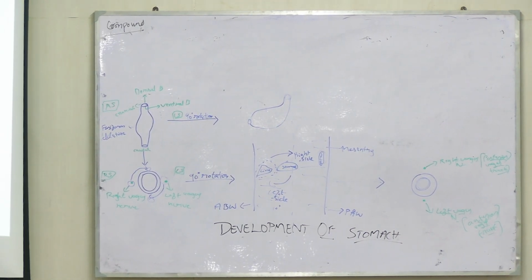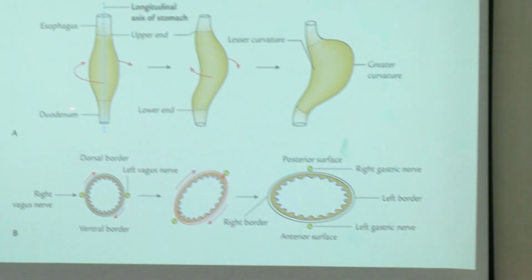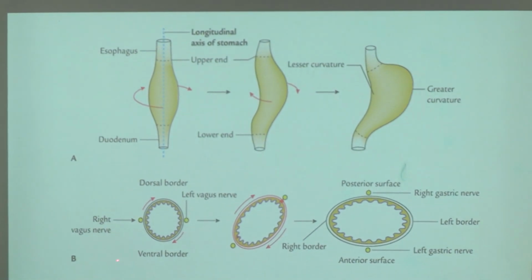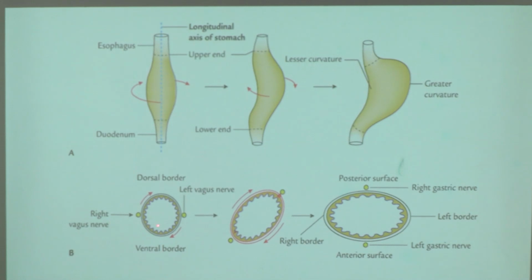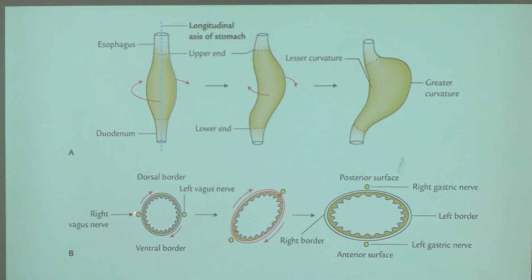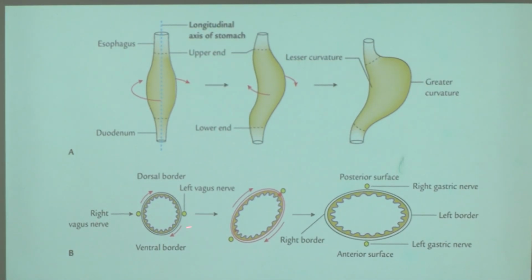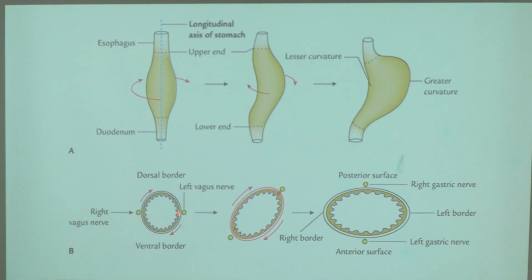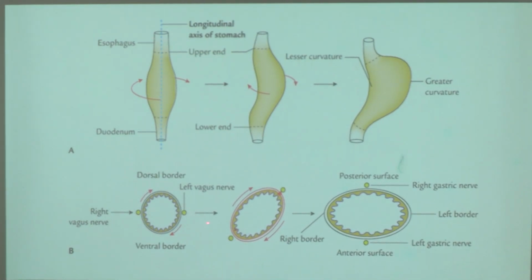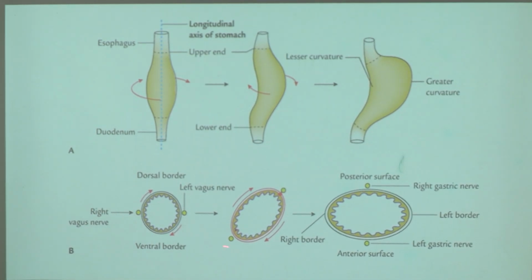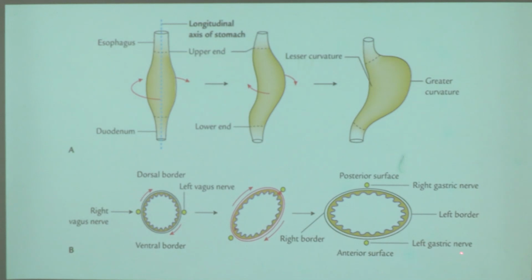Okay, you can see here, first you see this B structure. This is the cut section of your developing stomach. On the right side we have the right vagus nerve, on the left side we have the left vagus nerve. So the 90-degree rotation takes place in the clockwise direction. After that your right vagus nerve will move to your posterior region and the left vagus nerve will move to your anterior surface. But here it is mentioned as right gastric nerve and left gastric nerve.